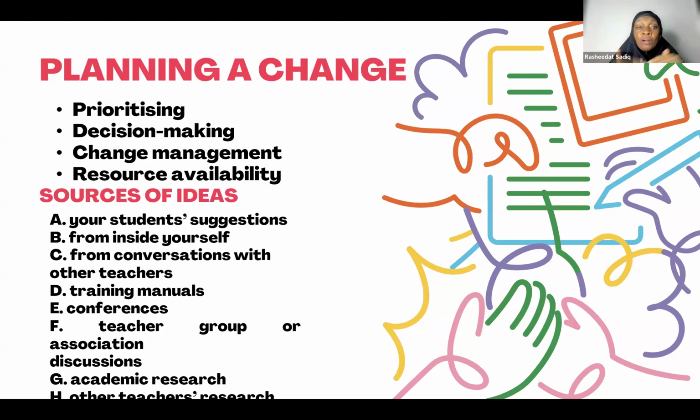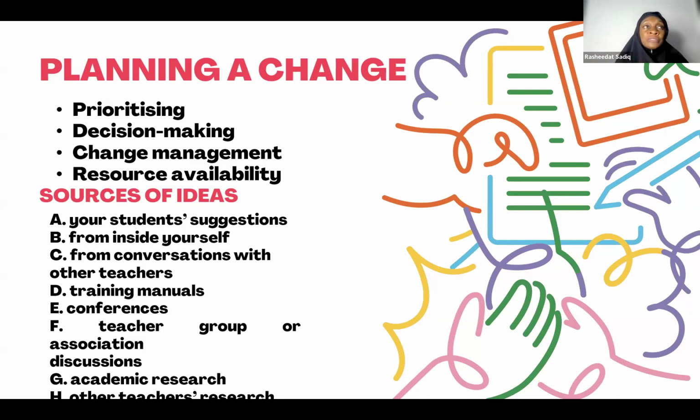Can I do all 5 actions that I've come up with that will help these children talk to each other? Rather than doing all 5, maybe I should start with 1 or 2. So prioritizing and decision-making come in. You need to also find a way to manage the change because human beings don't like change. And those human beings include your students, their parents, and even your school management. So you have to find a way to keep them updated.